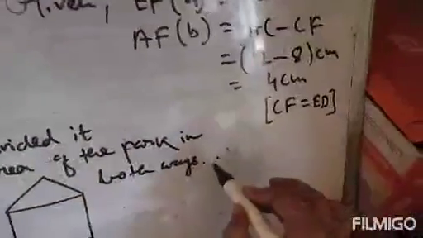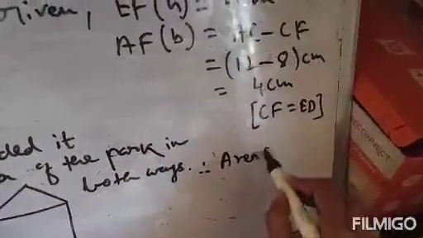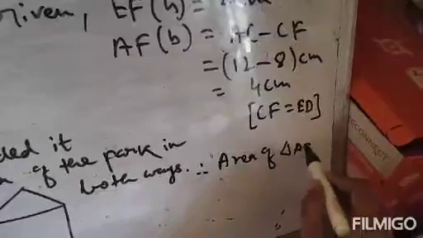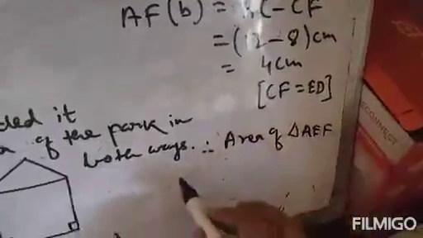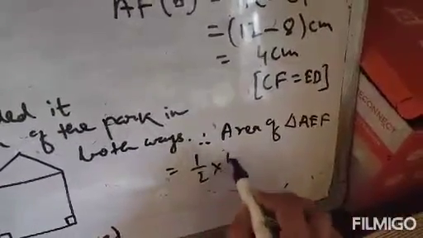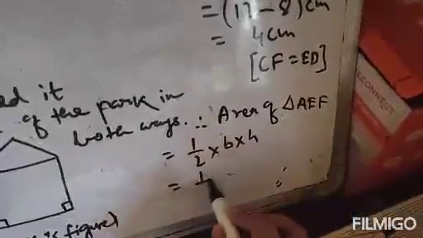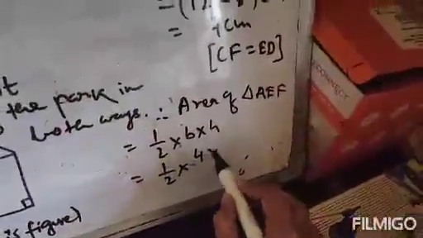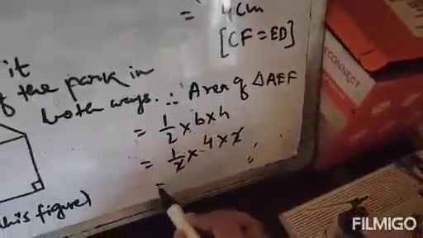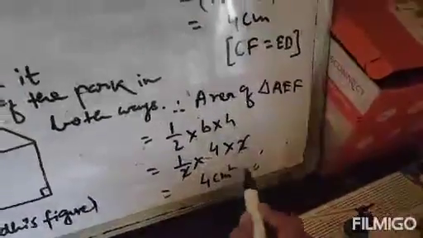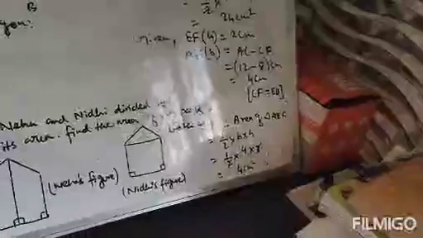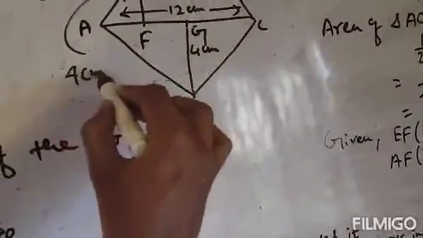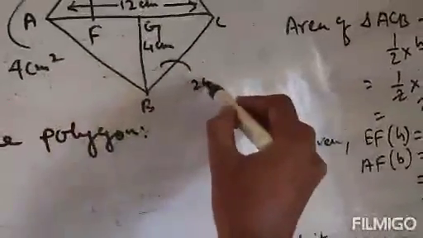Now find the area. The area of triangle AEF will be 1 by 2 into base into height. The base is 4 centimeter and the height is 2, therefore the area is 4 centimeter square. So this smaller triangle has an area of 4 centimeter square, and the larger triangle has an area of 24 centimeter square.